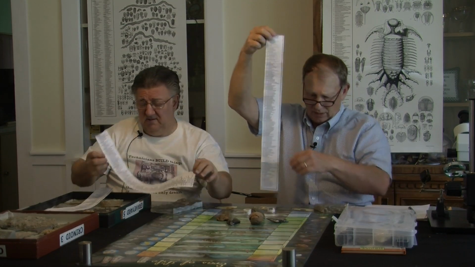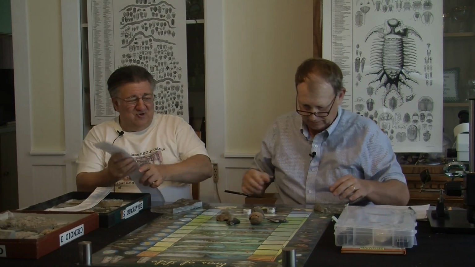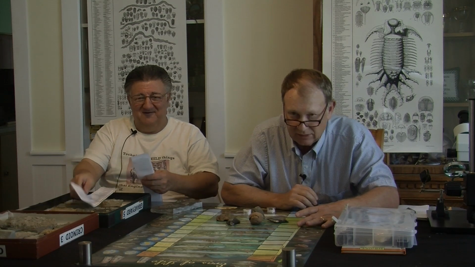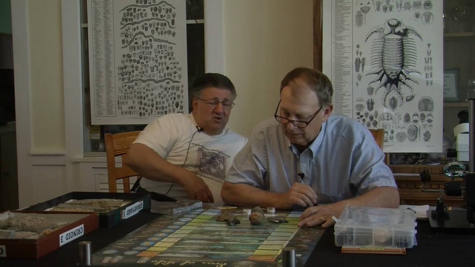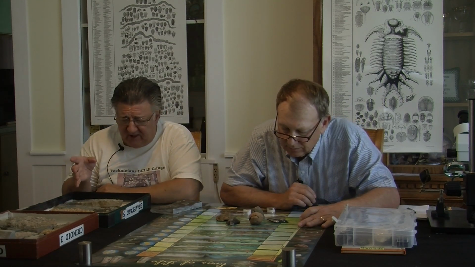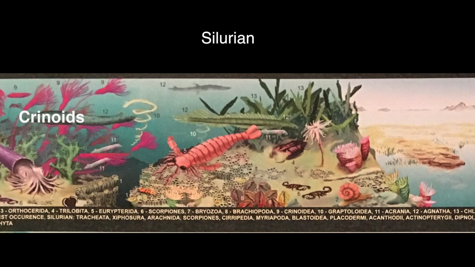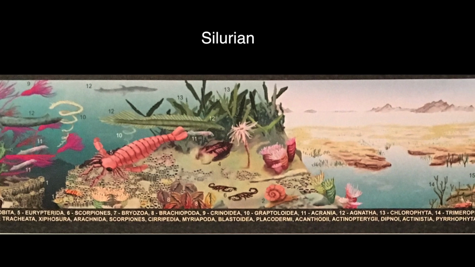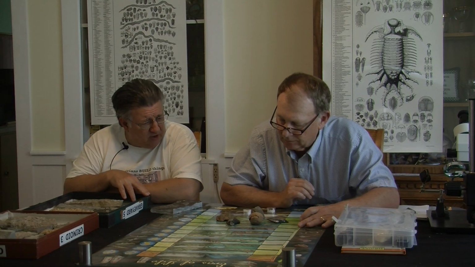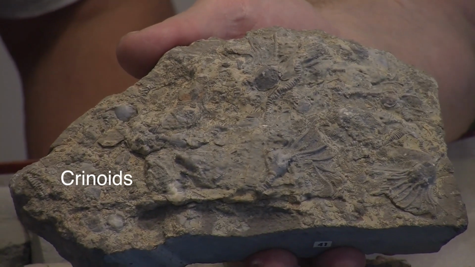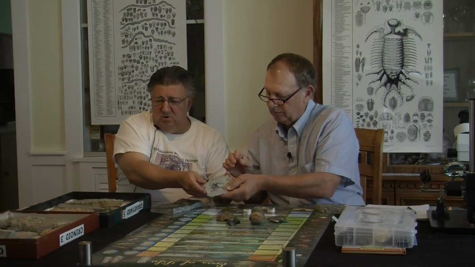Well, as predicted, we did not get too far. We're up to the Silurian. Now, the Silurian period had, of course, a profusion of trilobites, but it also had a big profusion of crinoids. Crinoids are something we discussed before. It looks like a plant, but it is actually an animal. It has a root system, a holdfast, which anchors it to the sea floor.